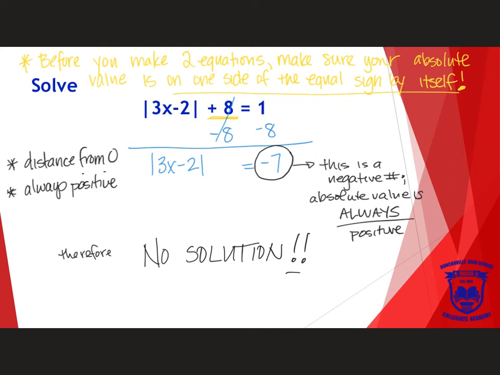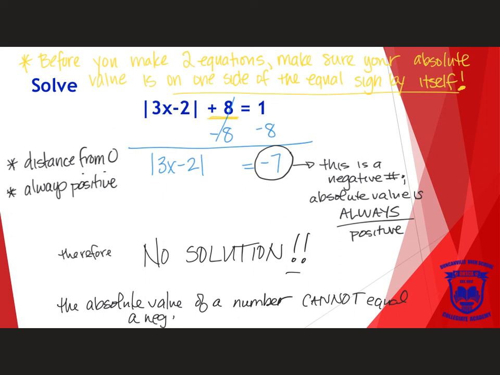So it is not possible for the absolute value of 3x minus 2 to be equal to negative 7, because absolute value can never be negative. You can find the absolute value of a negative number, but the absolute value of a number cannot equal a negative. All right, on to the next one.